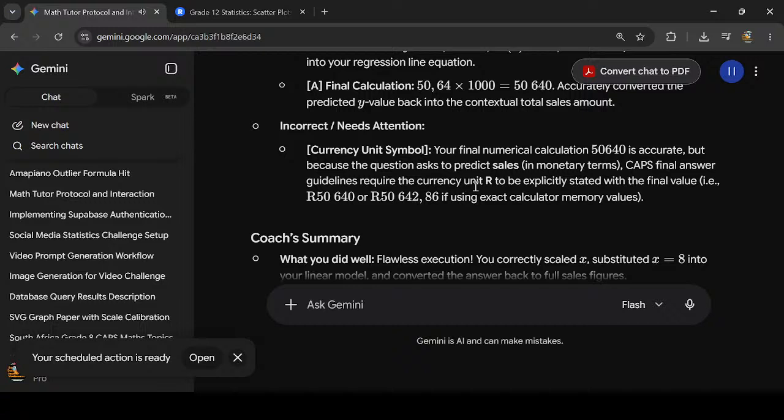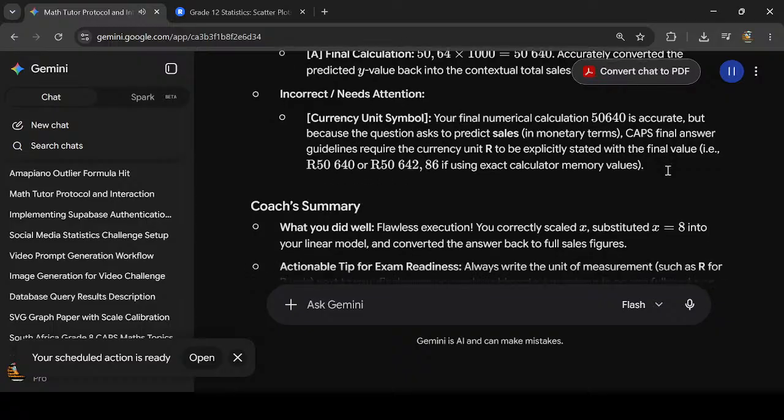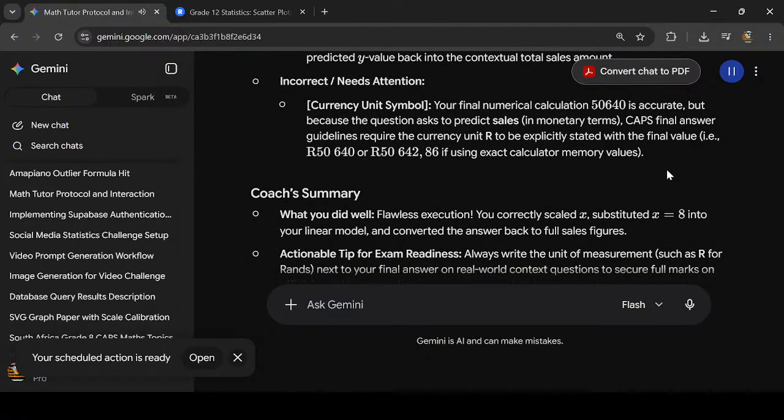But because the question asks to predict sales in monetary terms, CAPS final answer guidelines require the currency unit R to be explicitly stated with the final value, i.e. R50,640 or R50,642.86 if using exact calculator memory values.